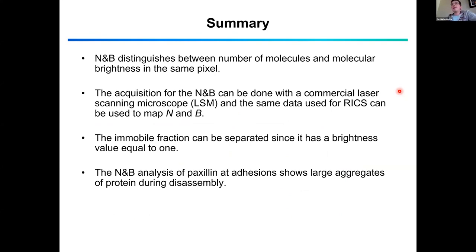So to summarize, number and brightness distinguishes between the number of molecules and molecular brightness in the same pixel. The acquisition of number and brightness can be done on laser scanning microscopes, can be a commercial system, provided that you did the test to figure out if it's a true photon counting system or an analog system where you have to measure the correction factors. The other advantage is that you can actually analyze RICS data also with number and brightness. So it's kind of double purpose. You collect one data set and you can do both kinds of analysis.